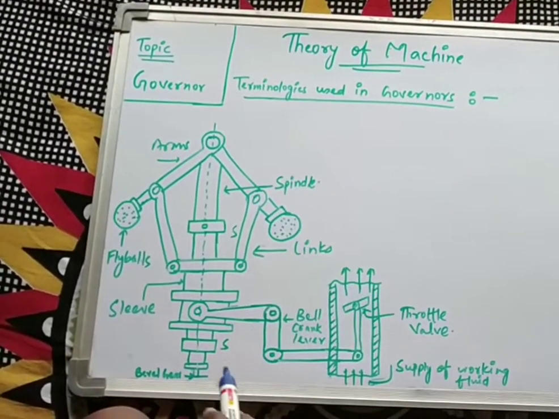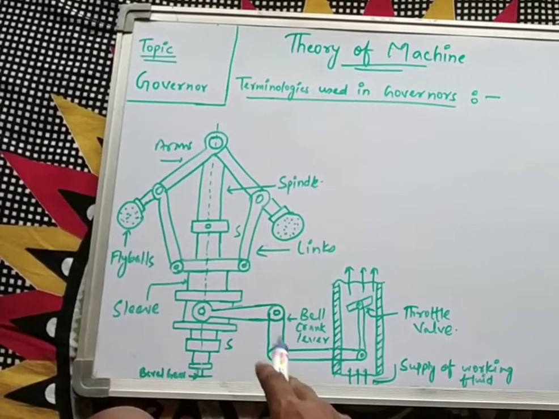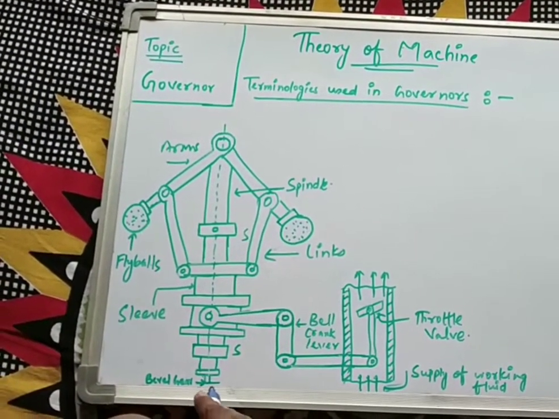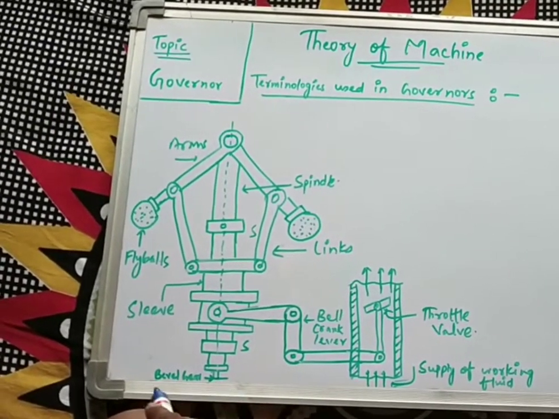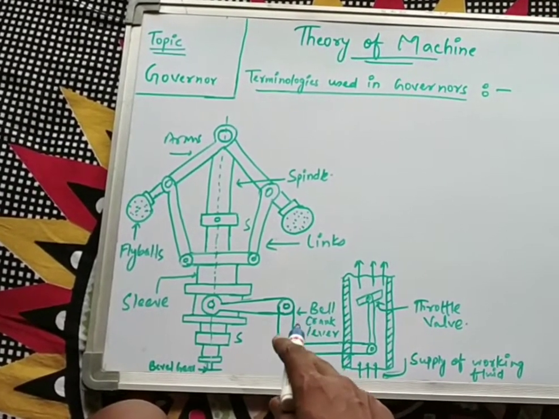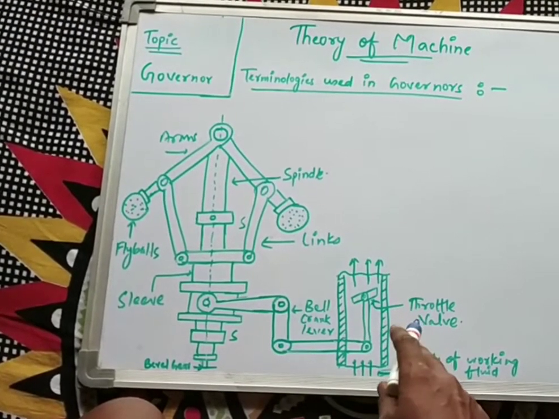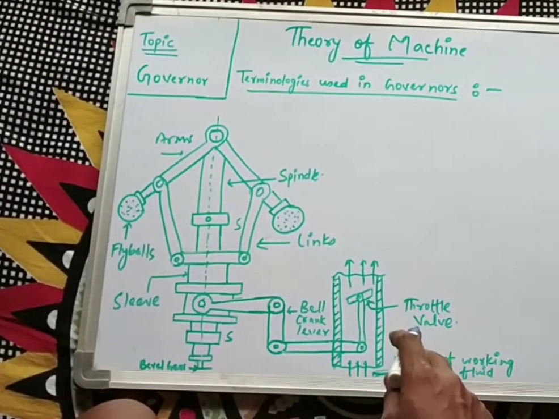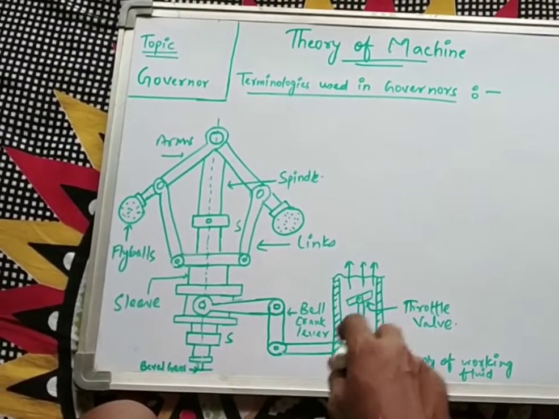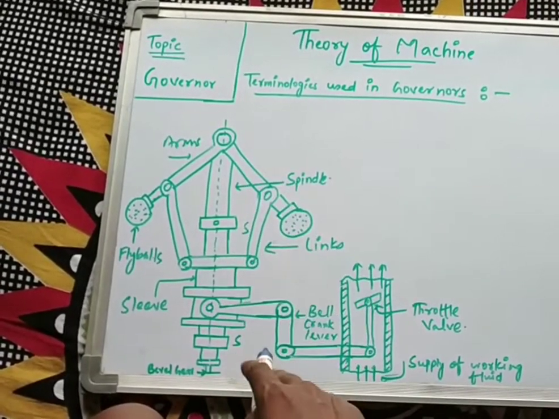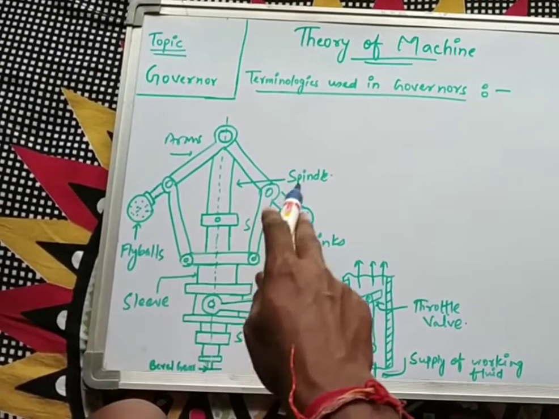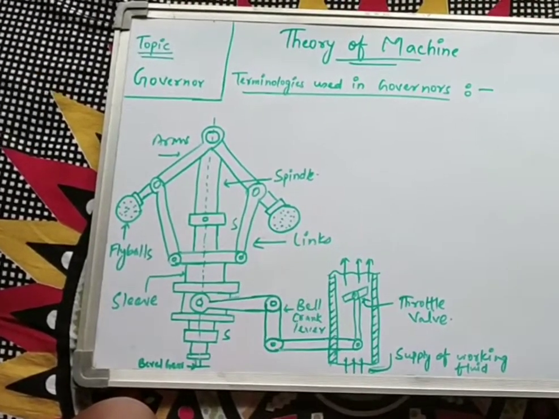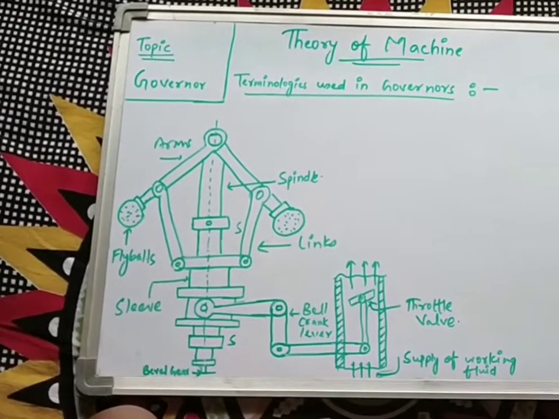The sleeve can move reciprocally, that means up and down. Through that sleeve a bell crank lever is connected, which can reciprocate with to and fro motion, and in the downward portion of the sleeve a bevel gear is connected. Through this bell crank lever a throttle valve is connected, and the throttle valve controls the supply of working fluid. As the sleeve reciprocates up and down, the arms also move outward and inward, and through that the flywheels control the mean speed of an engine. So now coming back to the terminologies.